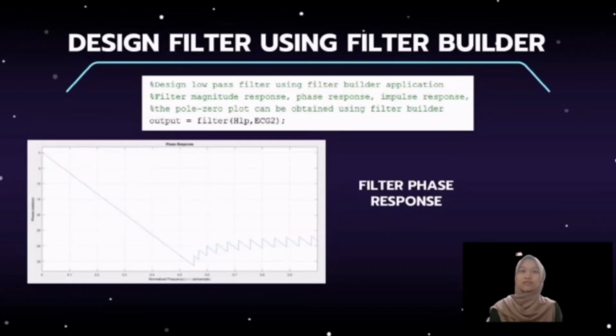Here is the frequency response plot of the filter in terms of phase. From this plot, we can see that the phase range is approximately between -33 to 0 in radians. We can see that the phase shift in the passband region is more stable compared to the stopband region.